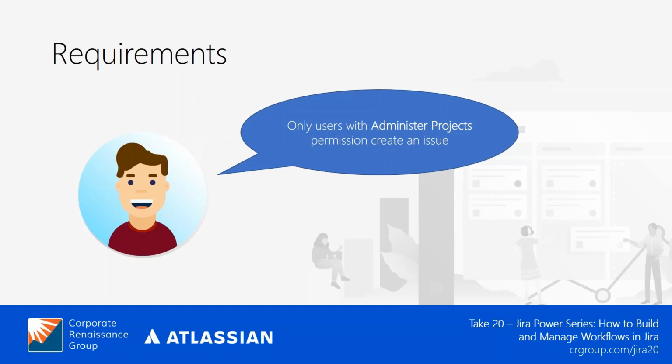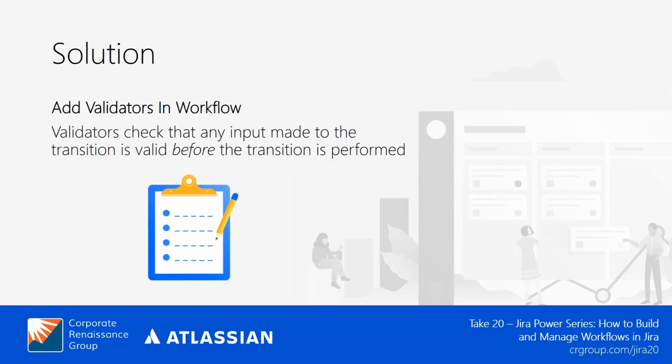The next common requirement we hear from our clients is that users with only certain permissions, for example administer projects, should be able to create an issue. It basically helps to control things so that only specified people with certain permission levels have the right to create an issue. We can use validators in workflow. Validators check that any input made to the transition is valid before the transition is performed. Again, we will cover it in our demo.